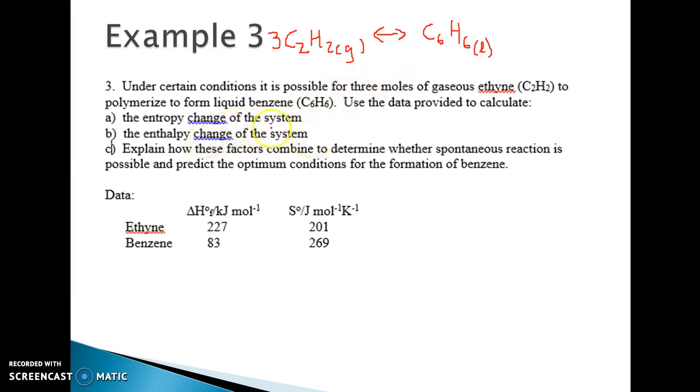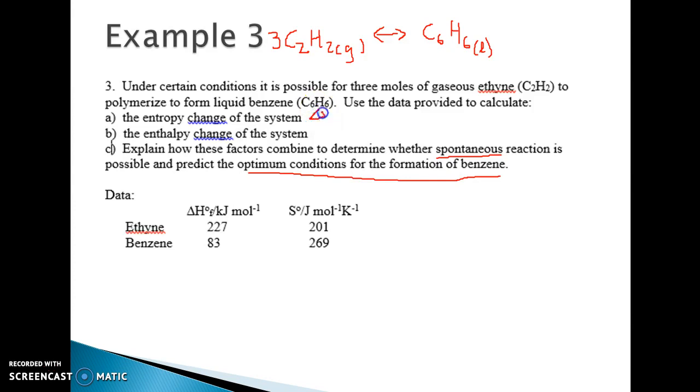We're asked to calculate a number of things. First of all, the entropy change, then the enthalpy change, and then we're asked to talk about spontaneity, and also optimum conditions for the formation of benzene. So I want you to pause the video in just a minute and figure out the entropy change and the enthalpy change on your own.